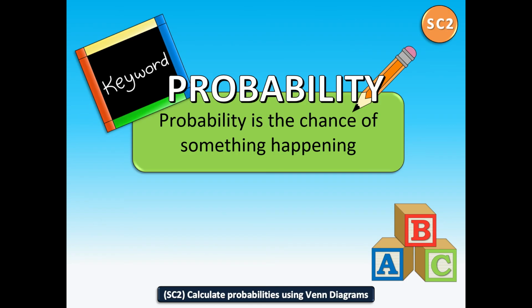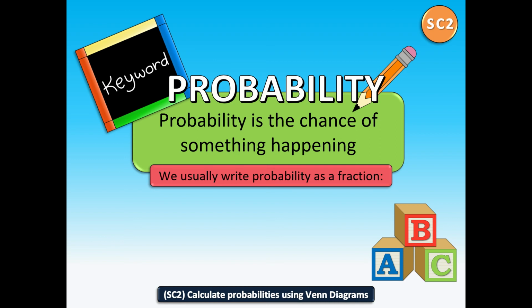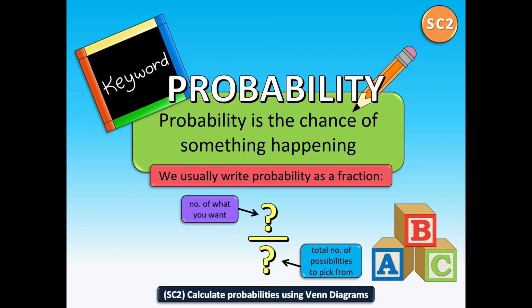Probability is the chance of something happening, and we usually write probability as a fraction. With the number on the top is the number of what you want, and the number on the bottom is the total number of possibilities to pick from.